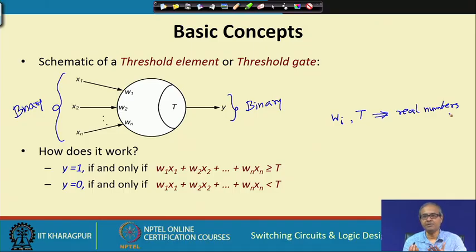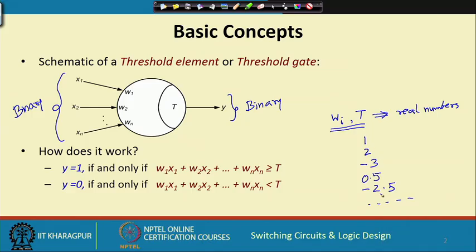Real numbers means they can be integers, they can be fractions, they can be negative also. They can be any arbitrary numbers, like for example, these weights and threshold values can be 1, 2, minus 3, 0.5, minus 2.5, etc. So, you can have integer numbers, and also numbers with fractional points, both positive and negative. Now, the way the output gets decided is as follows.